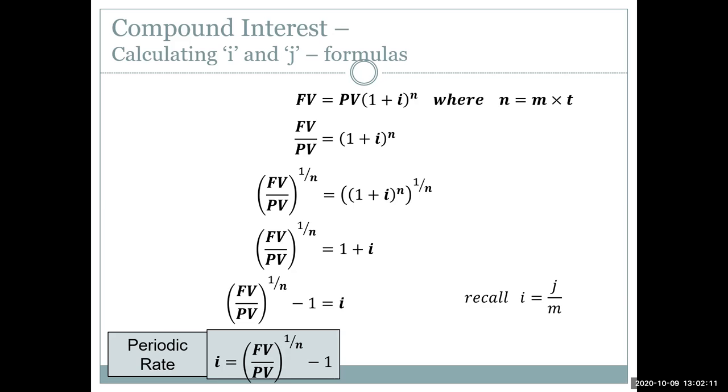If we wanted the actual nominal rate, we'd need one more step, and we'd have to remember that I is equal to J over M. So that just means that the nominal rate JM will be I times M.